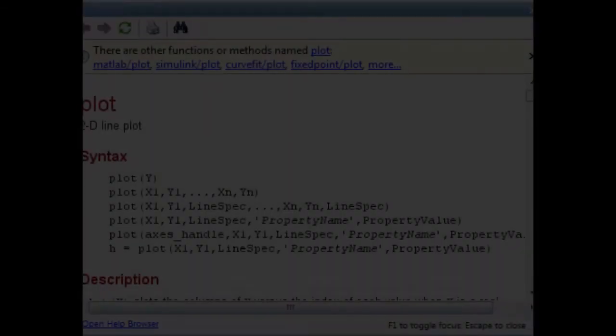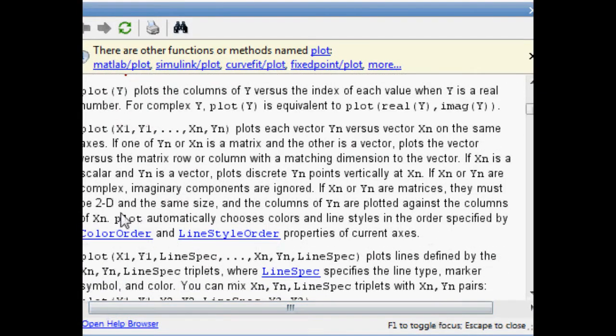Type plot and hit F1. Notice that in the documentation they explicitly mention the 2D aspect. As you may have guessed, we require two data sets for this function, an independent dataset and a dependent dataset. First, we will define an independent dataset time with the following expression: t equals 0:0.5:10.